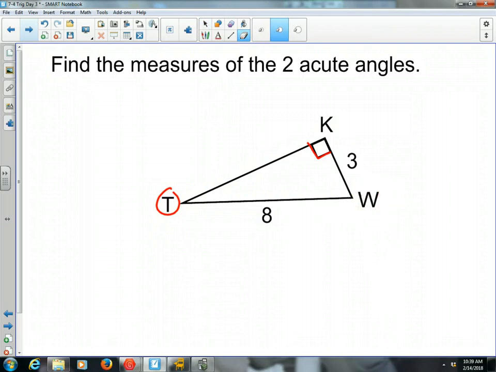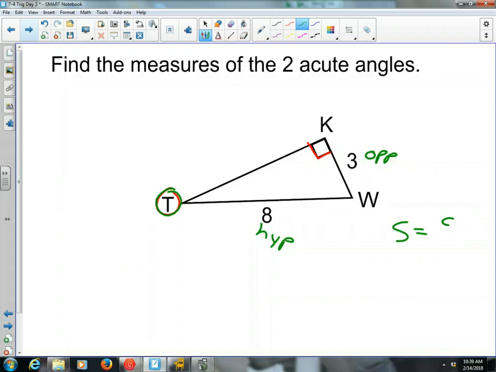We'll start off with angle T. So to find angle T, if I circle angle T, because angle T is kind of acting like the sun, everything is revolving around the sun. So 3 in relationship to T is opposite. 8 in relationship to T is the hypotenuse. So I ask myself the question, which trig function uses the opposite and the hypotenuse?